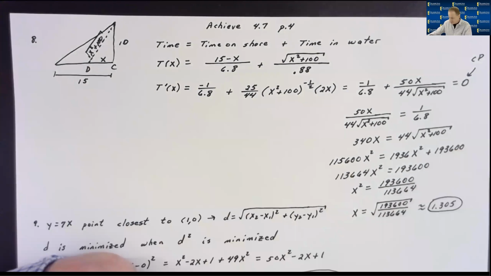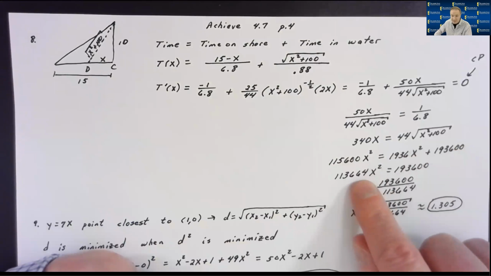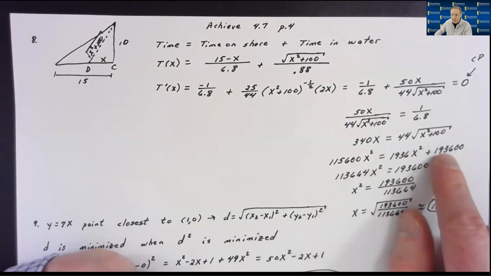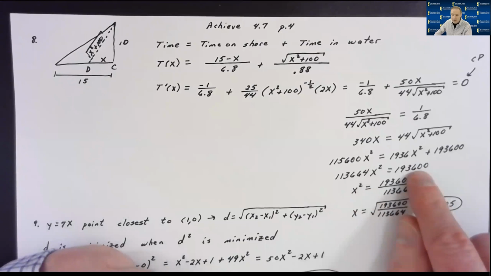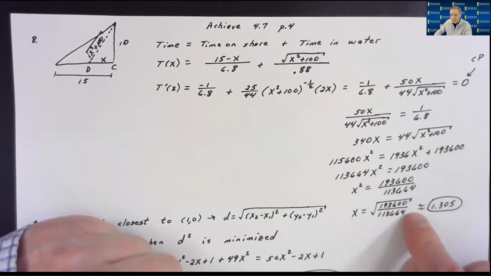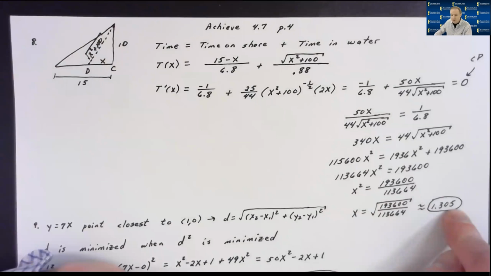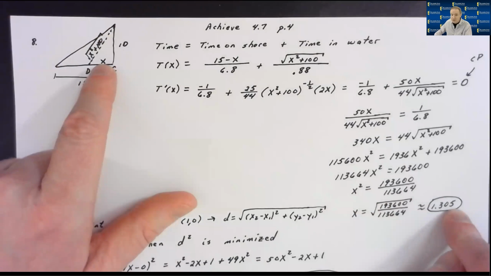Now, my goal was to solve for x, so I got my terms of x squared on the same side. I subtracted 1936 x squared on both sides and had 113,664 x squared equals 193,600. So then, of course, x squared is equal to 193,600 divided by 113,664. So x is just the square root of that expression, which came out roughly to be 1.305. Now, x is the amount of meters he's going to bypass by whatever path he takes.